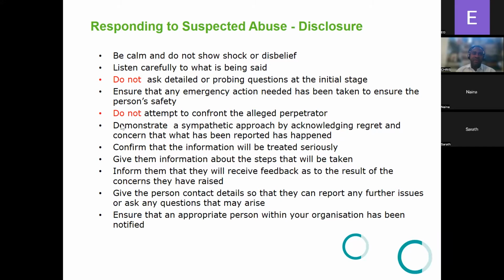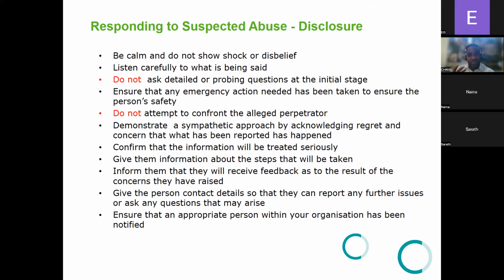Thank you. So number 7, what we need to do is to demonstrate a sympathetic approach by acknowledging regret and concern that what has been reported has happened.